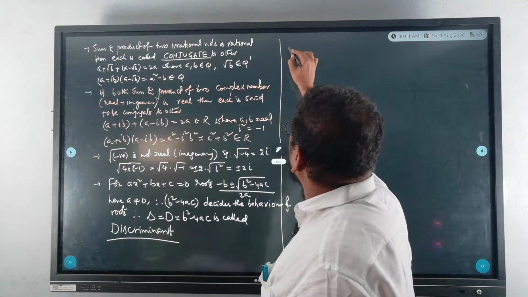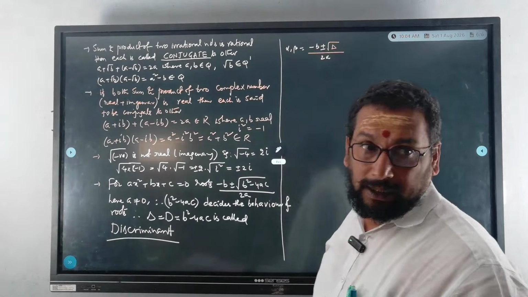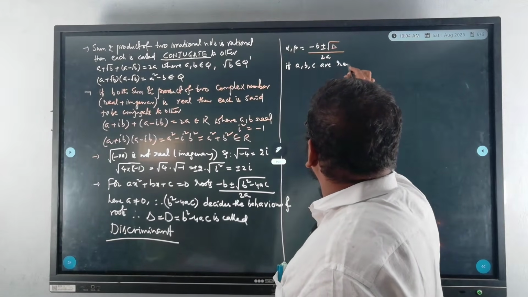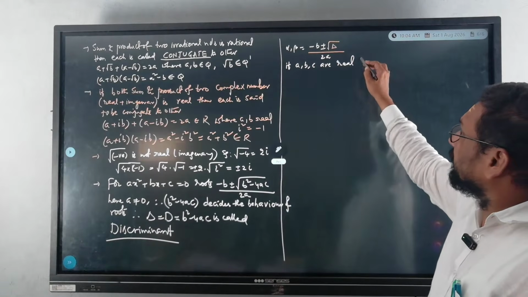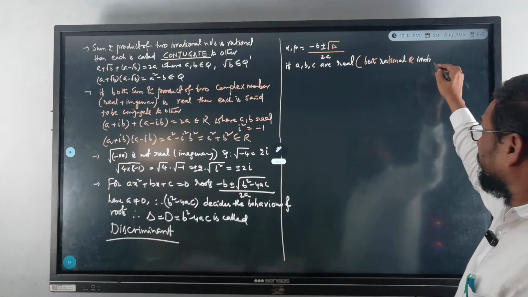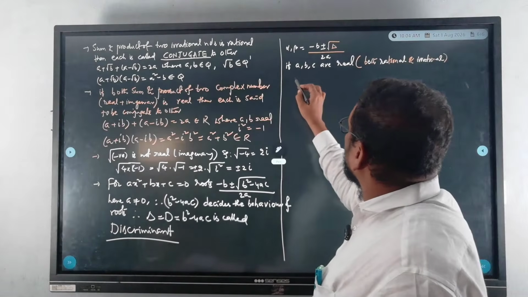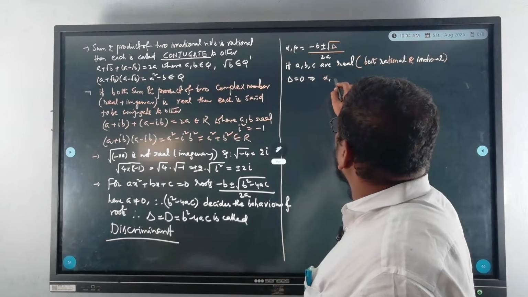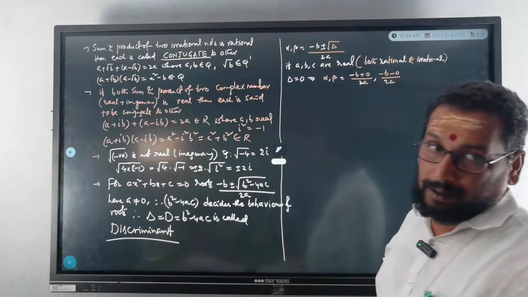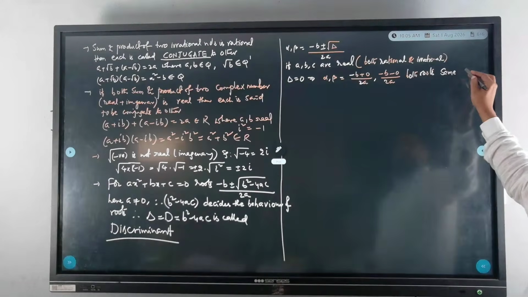Right. So alpha, beta is equal to minus b plus or minus root delta by 2a. If a, b, c are real, what does a, b, c real mean? Both rational and irrational; the coefficients can be anyone, rational and irrational. Now suppose we take delta equal to 0. Then alpha, beta is equal to minus b plus 0 by 2a, minus b minus 0 by 2a, right? So both roots are the same or equal.